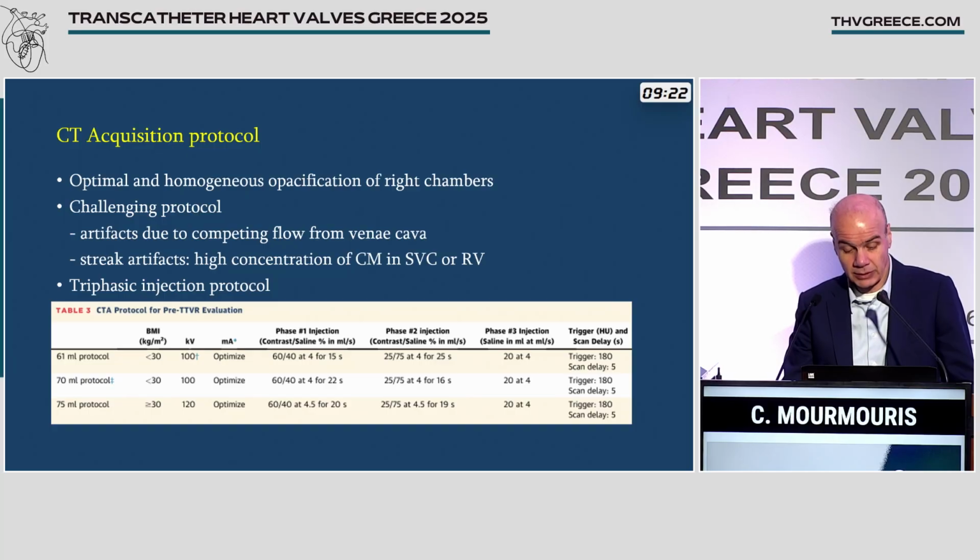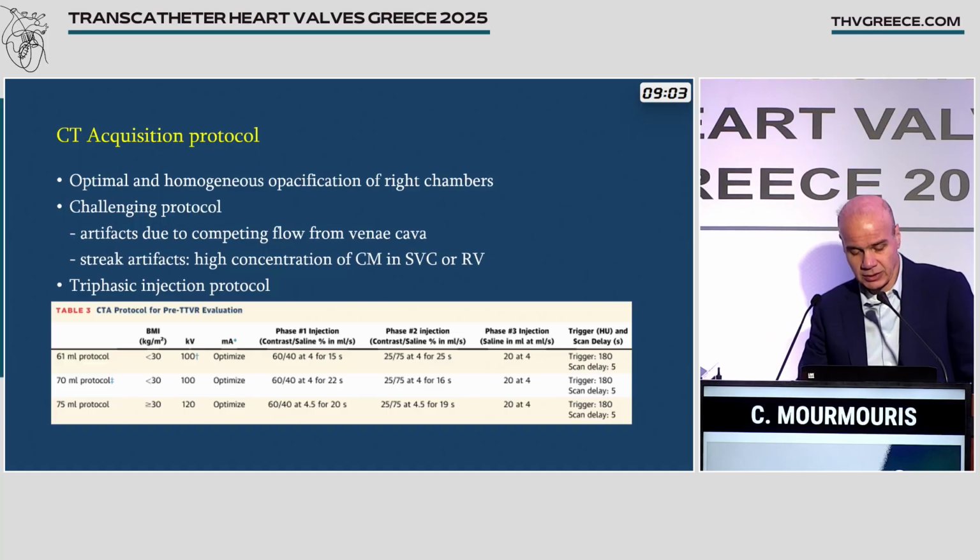In order to provide all the information, we need a good quality CT scan, and that means, first of all, that we need optimal and homogeneous opacification of the right chambers. This is a very challenging protocol because we may have artifacts due to competing flow from the vena cava or streak artifacts due to high concentration of contrast media in the superior vena cava or right ventricle.